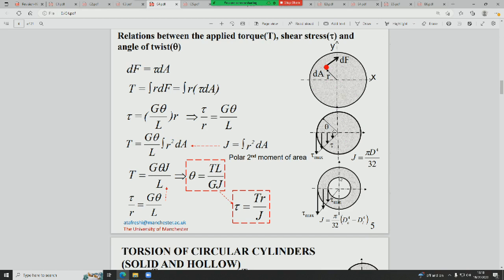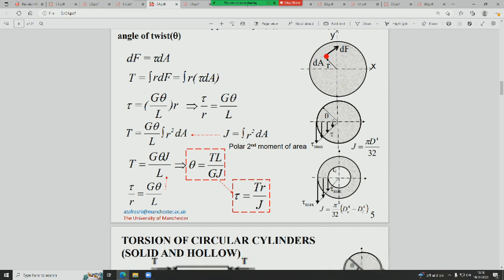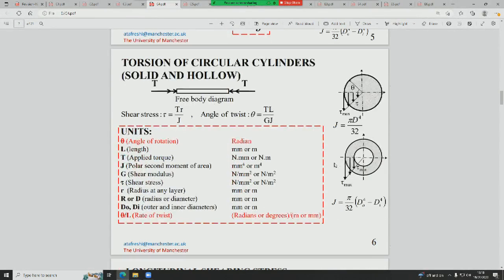So what you see on slide number 5, we found using equilibrium. Now, if you look at slide number 6, these are the units used in this chapter, which you're familiar with. The only thing which was new to you and which I introduced was angle of twist and rate of twist. So theta, the unit is in radians. If you were asked in the exam to convert it to degrees, do it. If you're not asked to do it, just leave it as radians. You will receive the complete mark for that question.